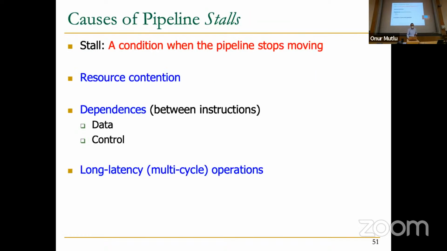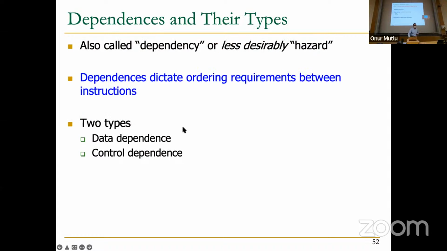This is due to basically three major reasons: resource contention, data and control dependencies between instructions, and long latency multi-cycle operations. The dependencies are dictated by the program semantics. You have to obey them. And the third one is because of the hardware design, usually. And you still need to make sure the pipeline works correctly and with high performance in the presence of these.